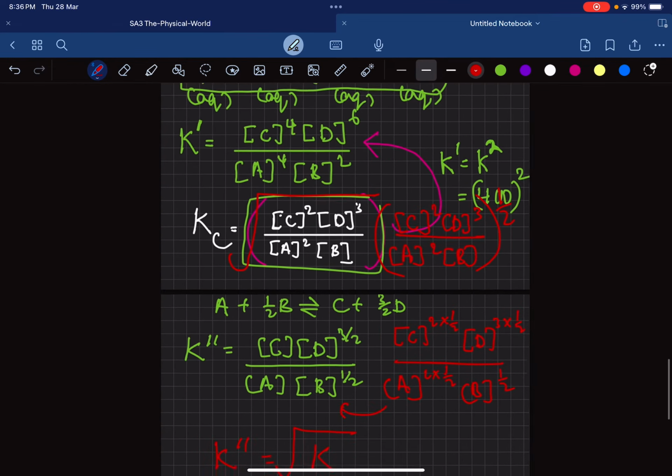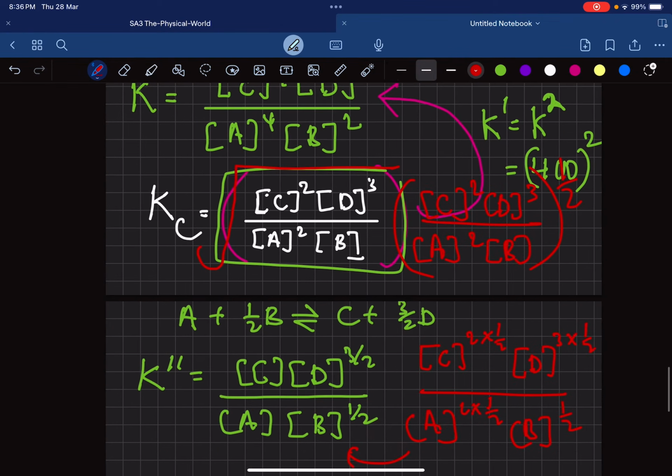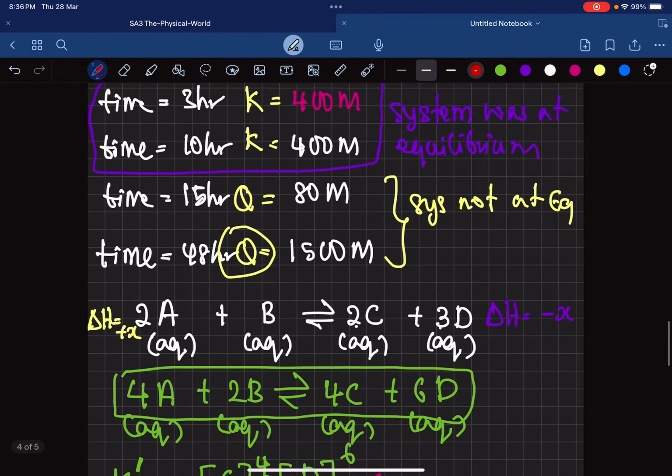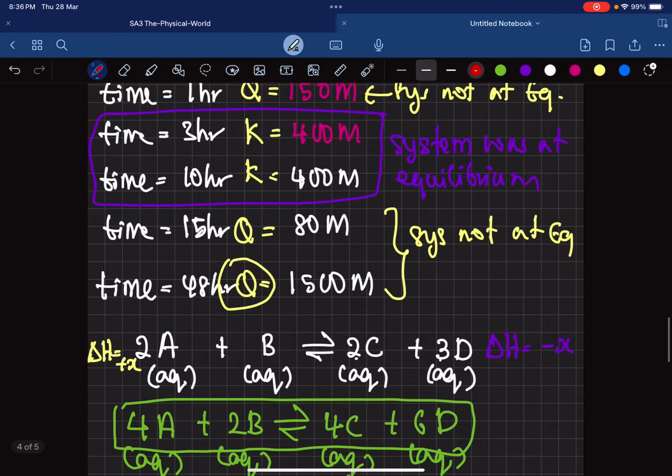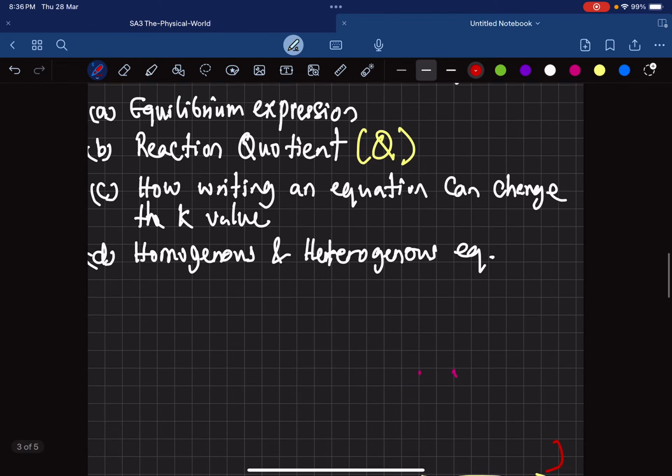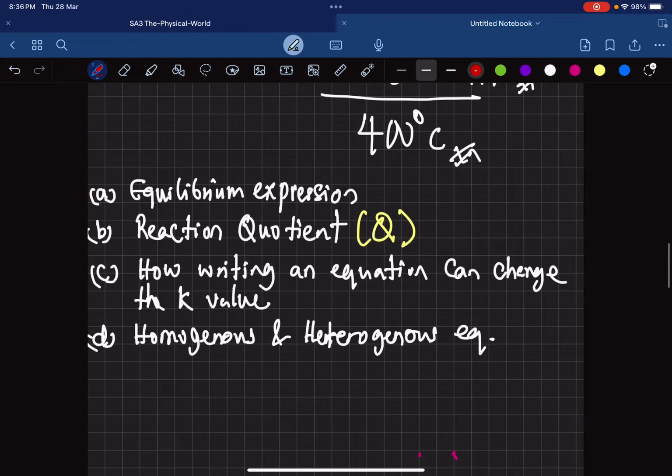So it all depends on how an equation is presented to you. If the equation has been doubled up, that means you square the k. If the equation has been halved, then you square root the k. Right? Easy. So that was what I was trying to tell you here: how we write an equation can change the k value.